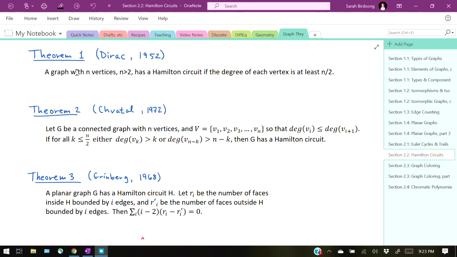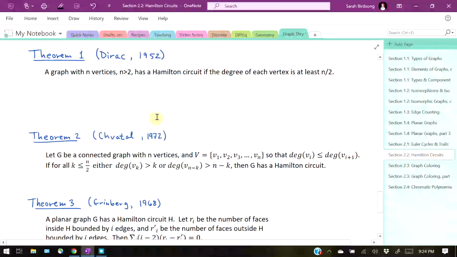So the first theorem is due to Dirac. I'm sure I'm mispronouncing that, but what it says is suppose you have some graph with n vertices, so you have at least 3 vertices here. You're going to have a Hamilton circuit if the degree of each vertex is at least half the value of n. Let us give ourselves a little bit more space here so I can put in a little hint of an example.